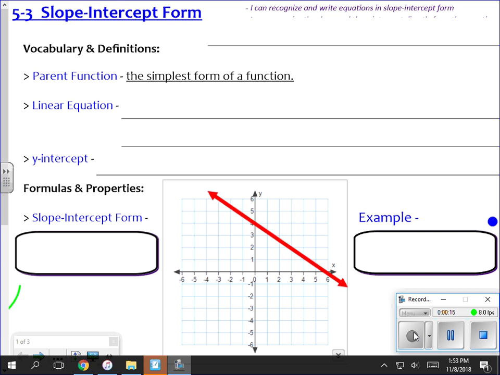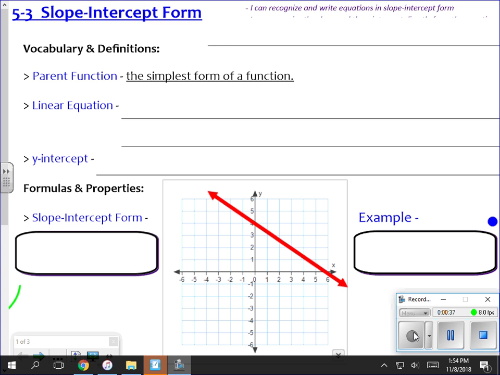the parent function is the simplest form of a function. And this is true for all types of functions, all types of equations. The parent one is the simplest one, the most basic version of it. And this happens with every type of equation that we have.